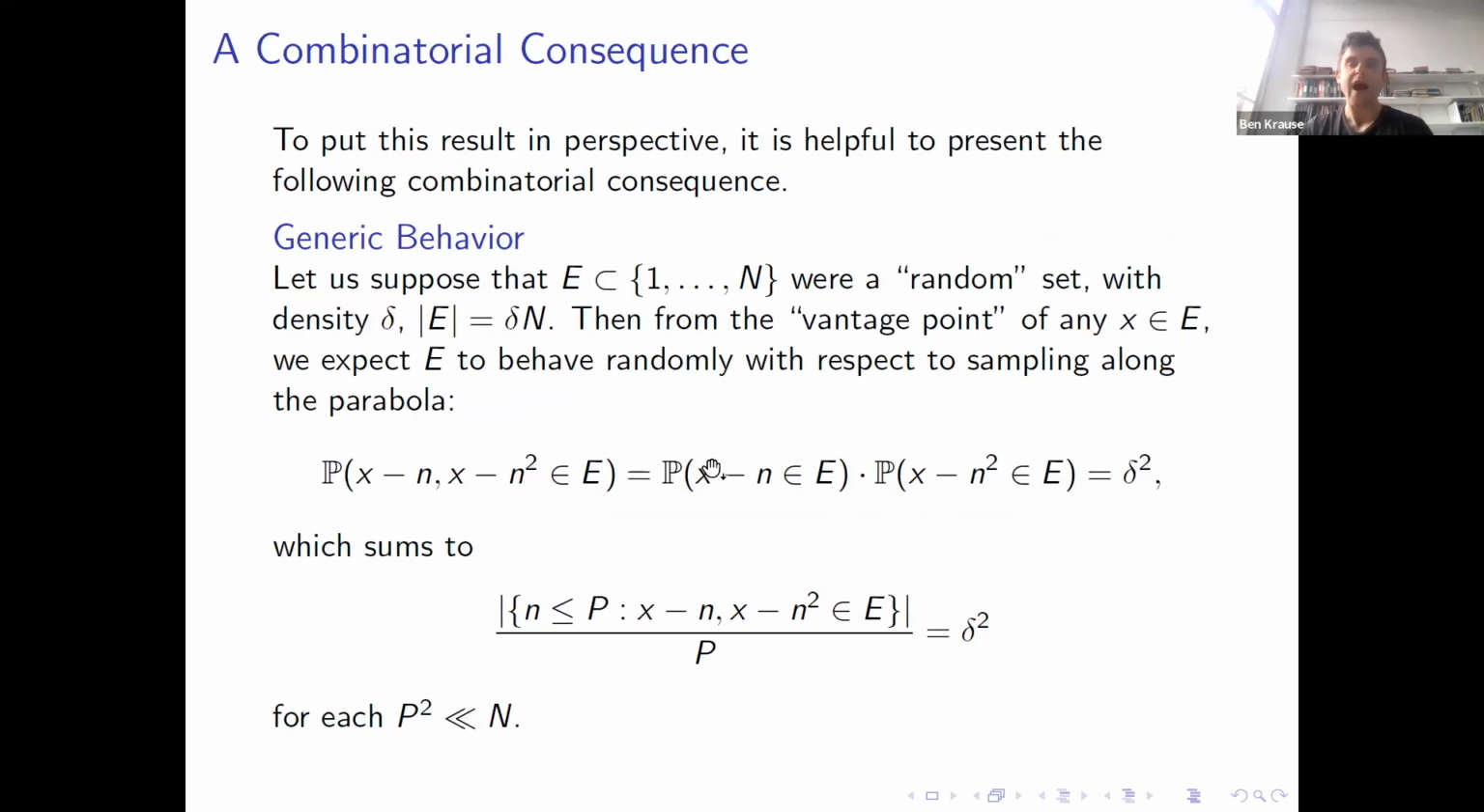So if you average this over times that aren't too big, the average number of times n less than P, so that x minus n and x minus n squared are both in your set, is like delta squared. So if E were a random set, this is sort of what you'd expect. That if you randomly sample a point in your set along a parabola, you expect that the expected number of incidences should scale like the density squared.